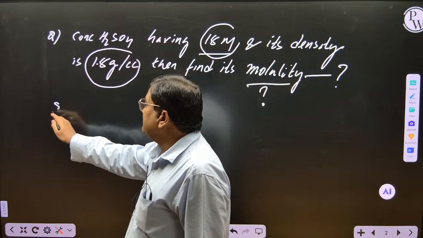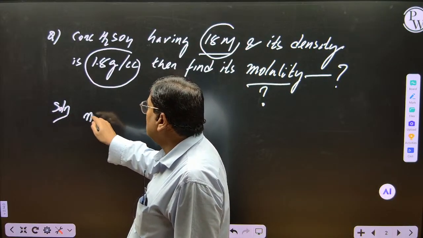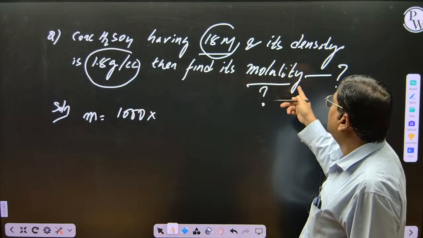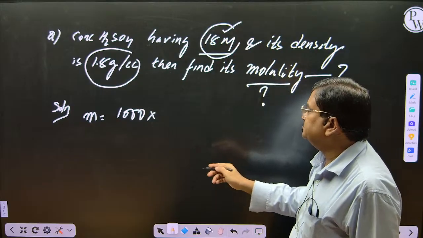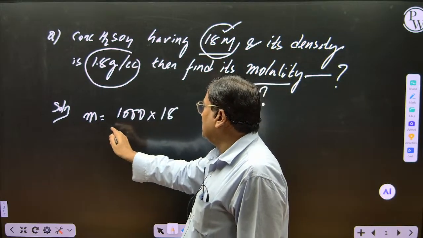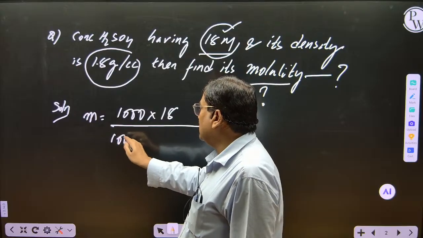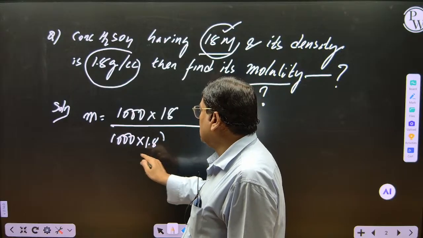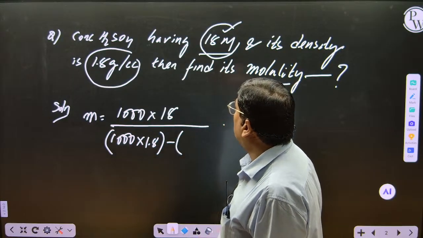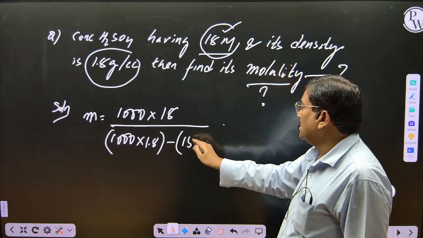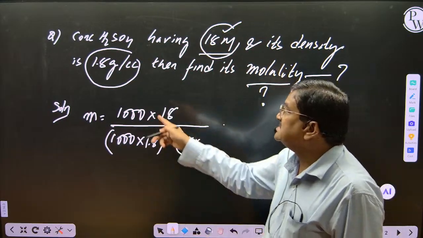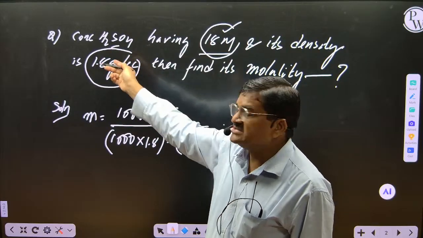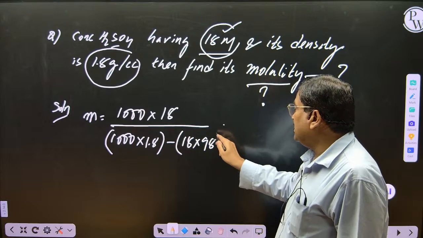Now what is that relation we wrote just now? Molality is equal to 1000 into capital M. So molarity given to us is 18, by 1000 into density. Density of sulfuric acid given is 1.8, minus molarity is 18 and the molar mass of sulfuric acid. What is the molar mass of sulfuric acid? 98. The algebraic sum of atomic masses that you are familiar with, 98.